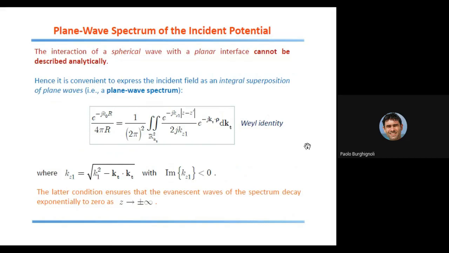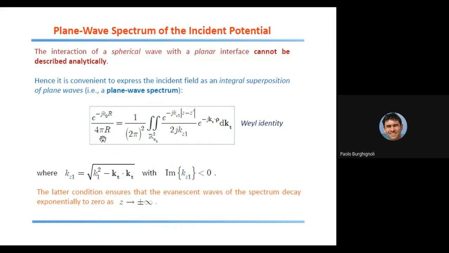So it is convenient to express the spherical wave in terms of plane waves. That is because we are able to describe in simple terms the interaction of a plane wave with a planar interface. So what we need is to find the plane wave spectrum of our spherical wave. And to this aim, we can use the so-called Weyl identity, which gives us exactly what we need.